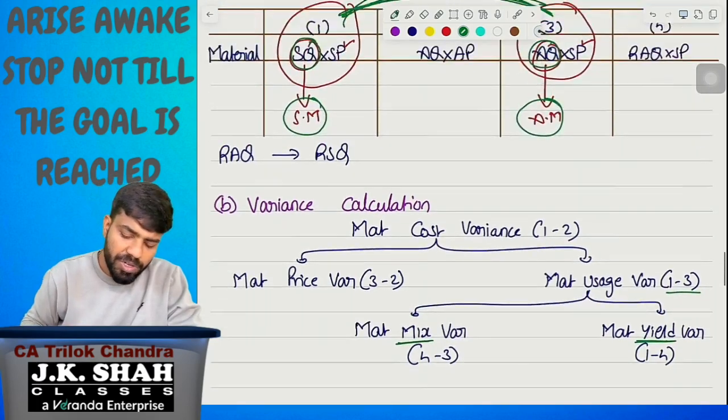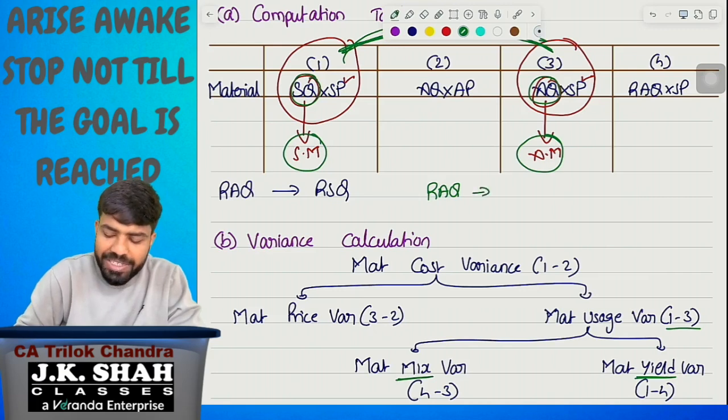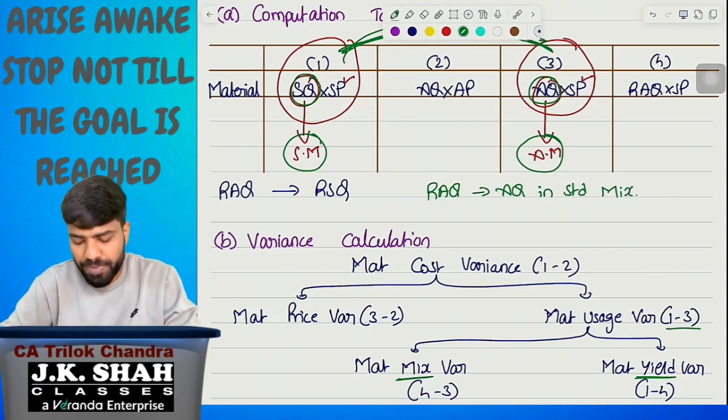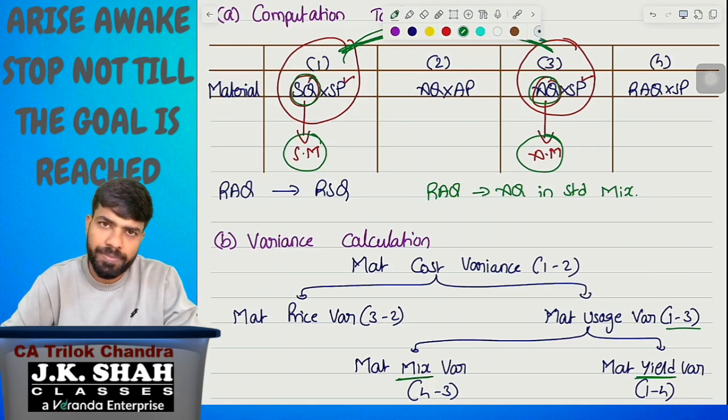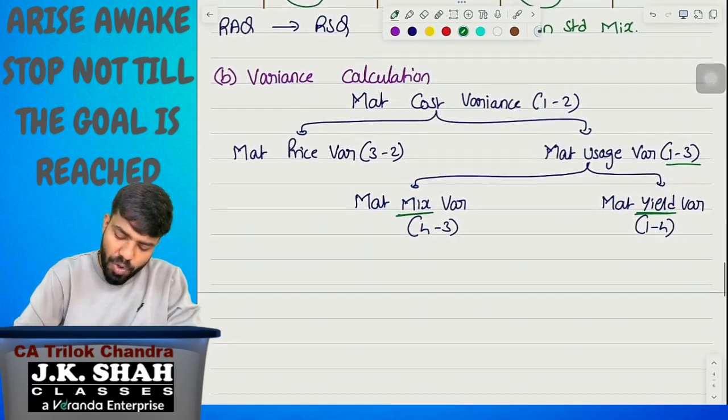Okay, before that what you need to understand is RAQ. RAQ stands for revised actual quantity. What does it mean? Actual quantity in standard mix. Revised actual quantity, nothing but actual quantity in standard mix. Are you understanding? Clear? Okay, now.